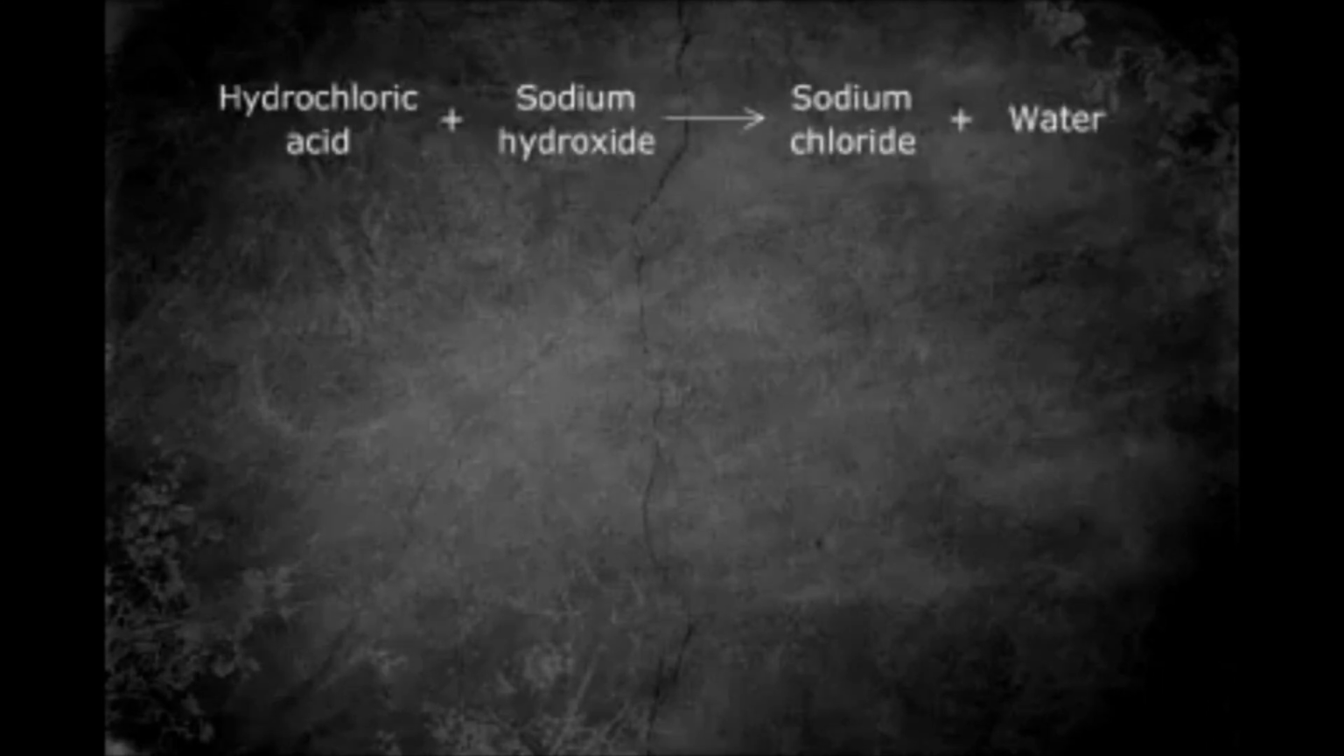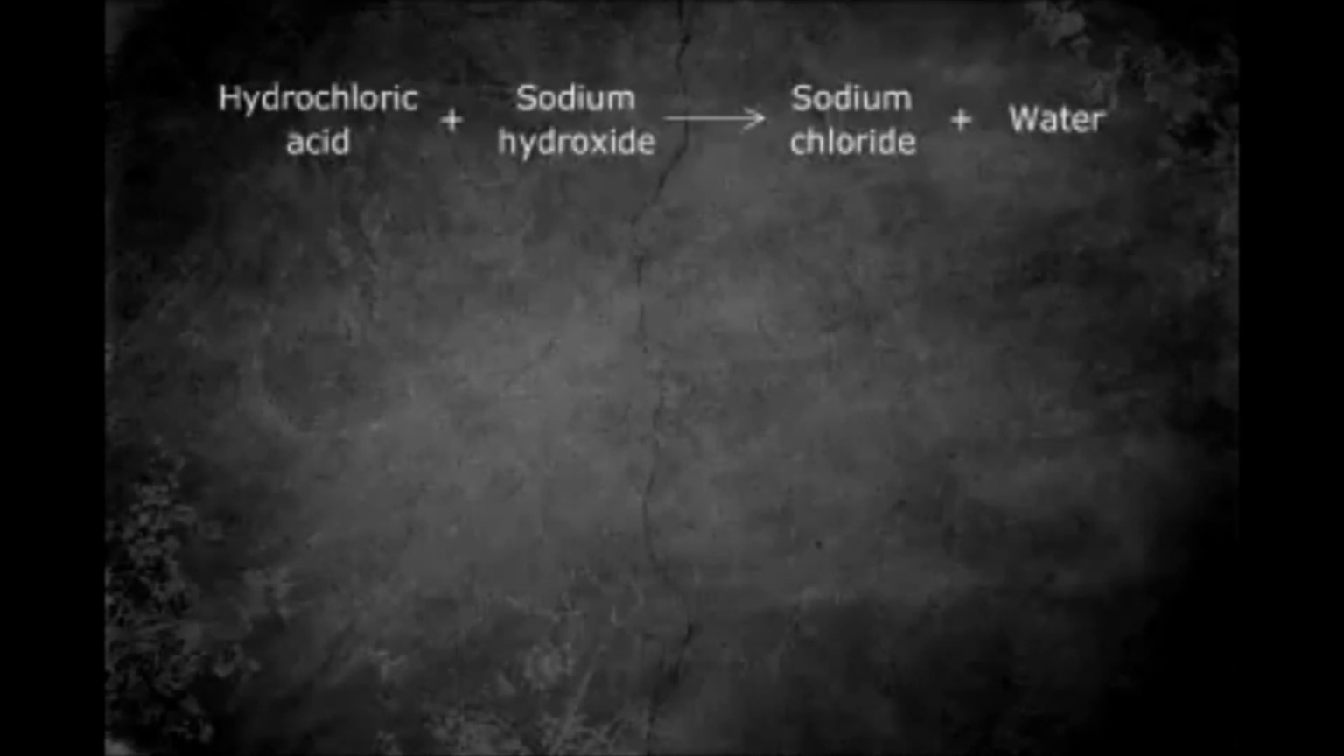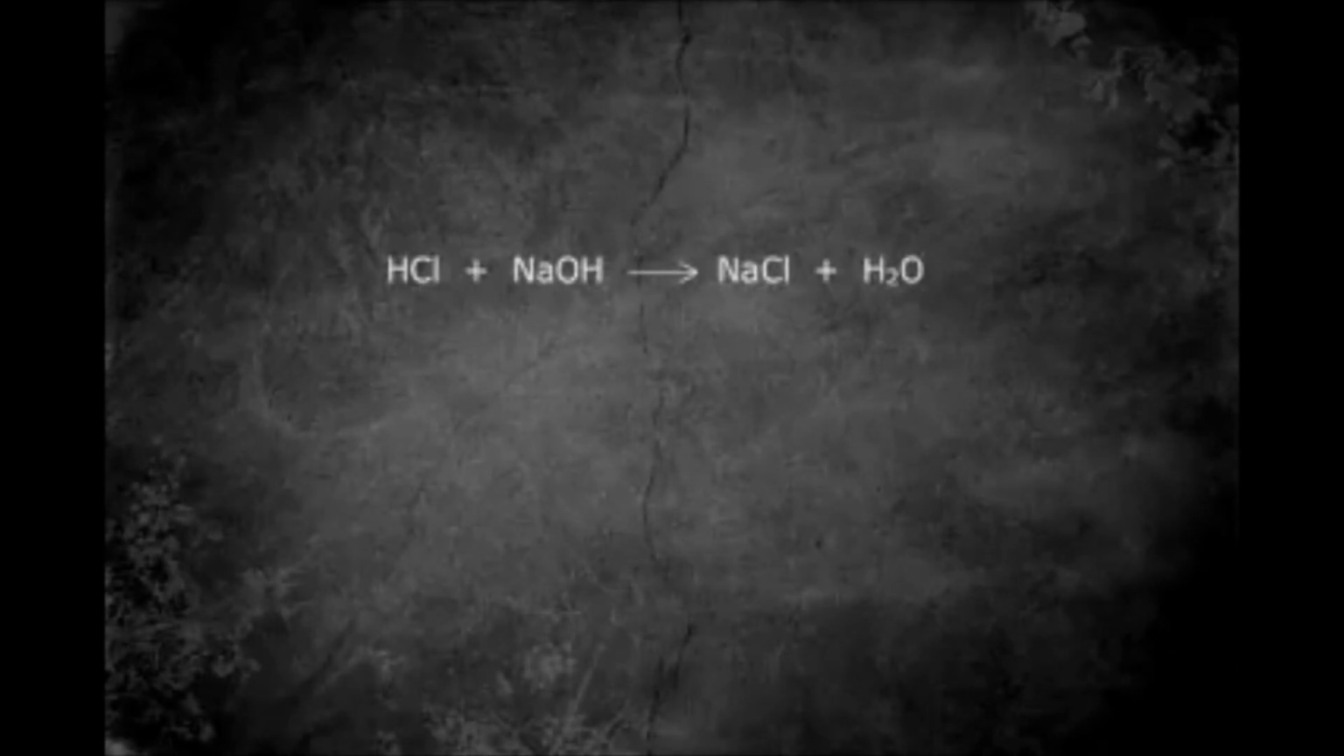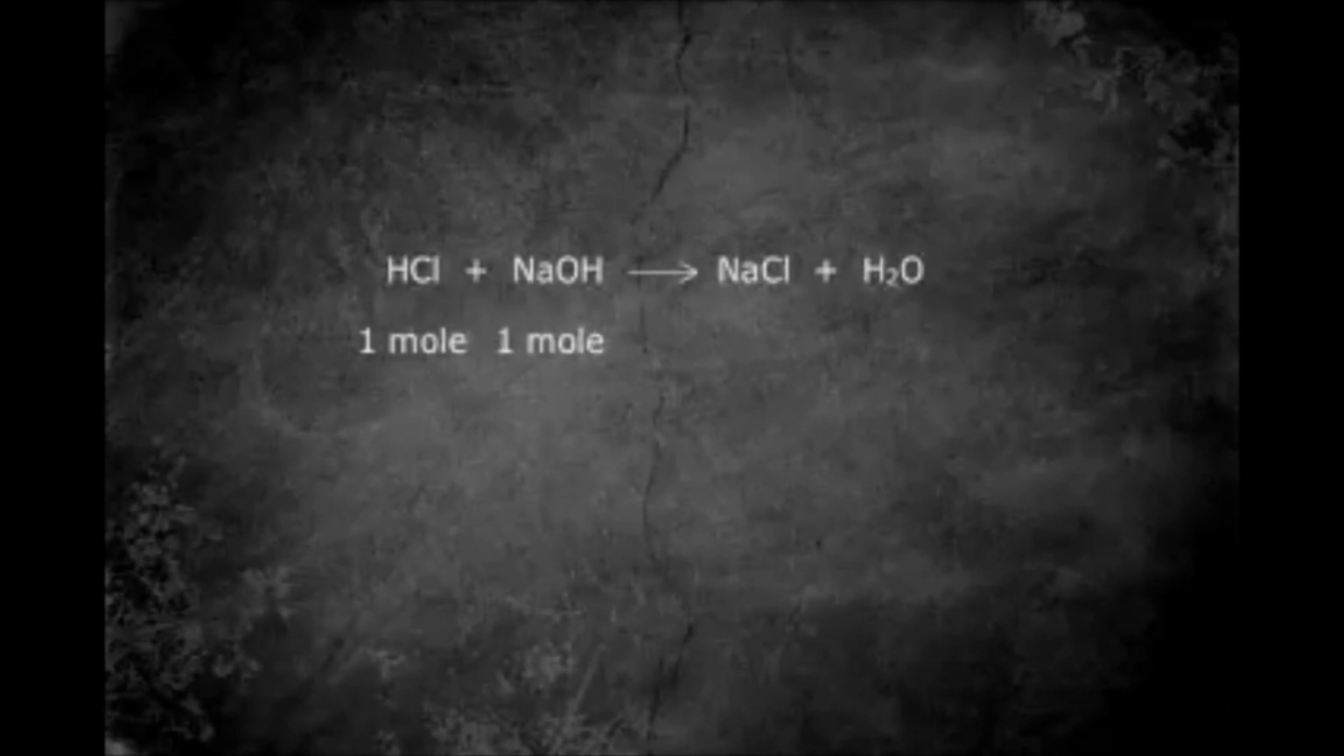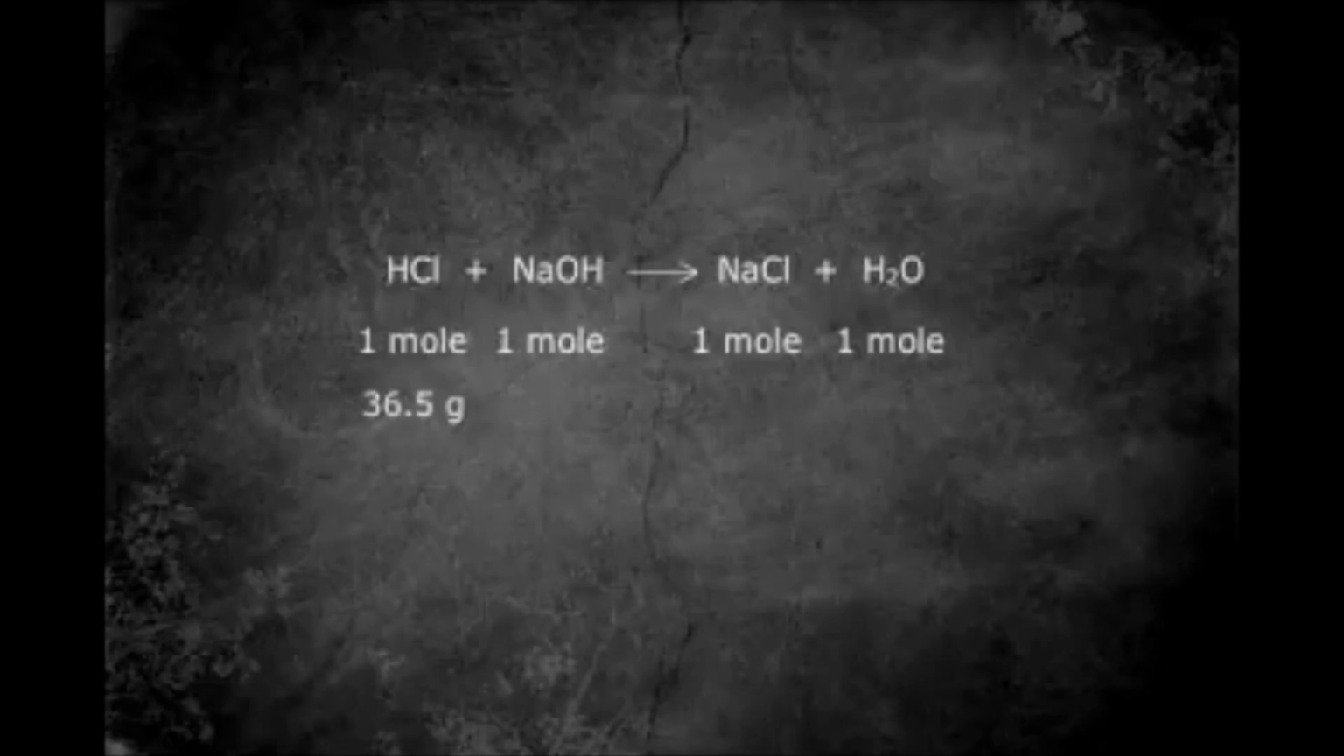We know that hydrogen chloride reacts with sodium hydroxide to form sodium chloride and water. Let us take a look at the chemical equation of the process. HCl plus NaOH forms NaCl plus H2O. We can make out from this chemical reaction that 1 mole of acid reacts with 1 mole of base to form, that's right, 1 mole of salt and 1 mole of water. We can also say that 36.5 gram of acid reacts with 40 gram of base to form 58.5 gram of salt and 18 gram of water.